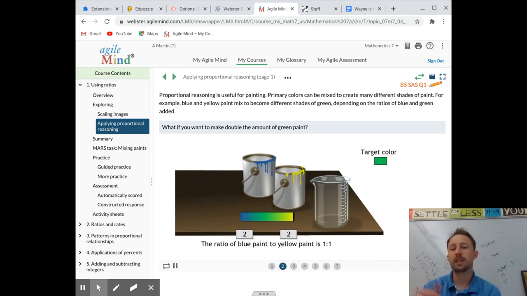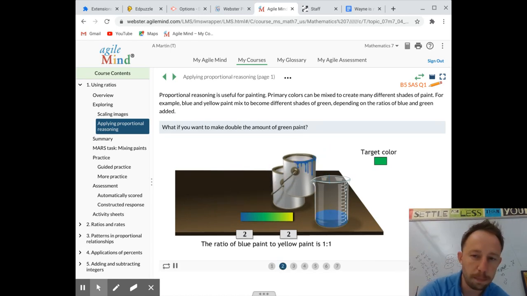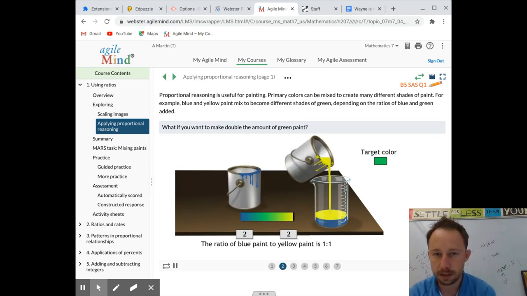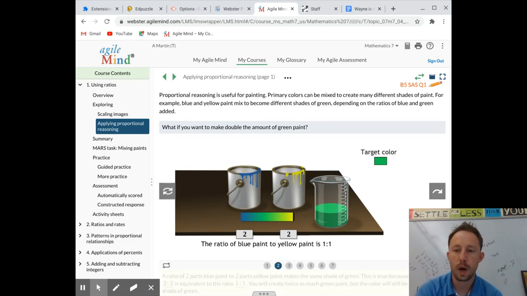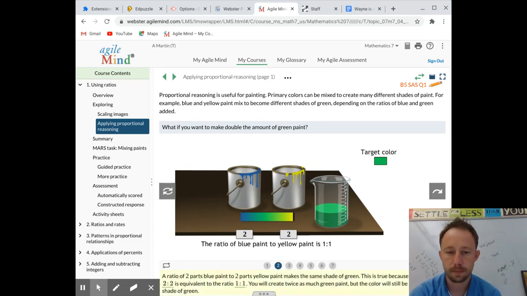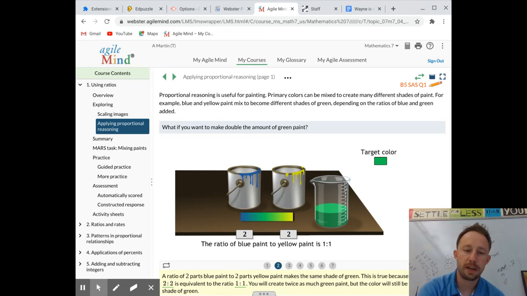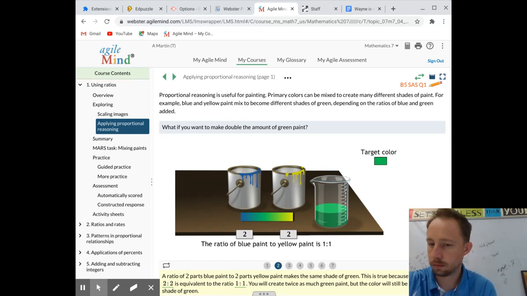So if you look at slide 2, it says, what if you want to make double the amount of green paint? So in this case, what did they do to make twice as much paint? Multiplied. Yeah, they multiplied by what? 2. By 2. Levi, would you read that at the bottom in the yellow for us, please, sir? I can't see it. Where does it say it? In the yellow, at the very bottom.